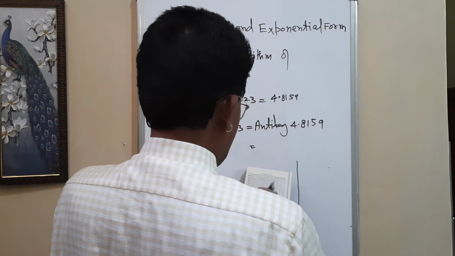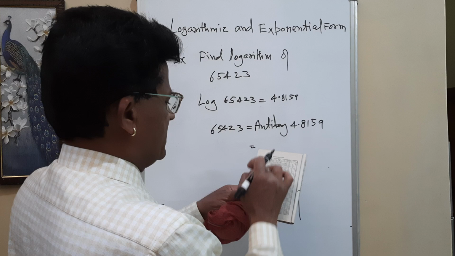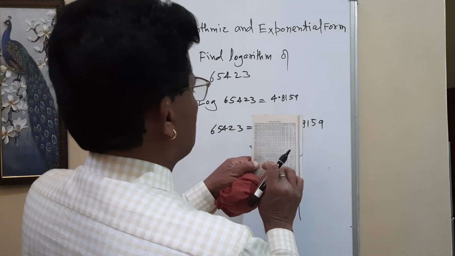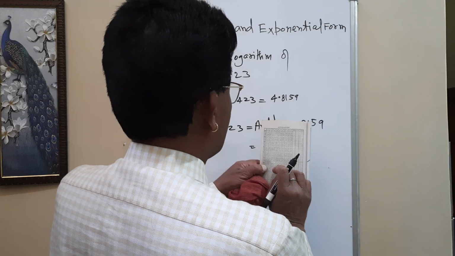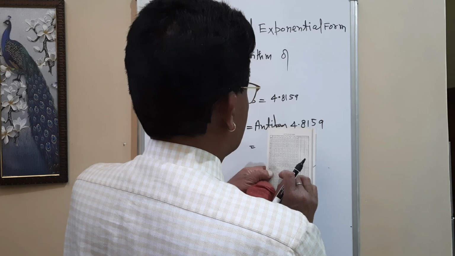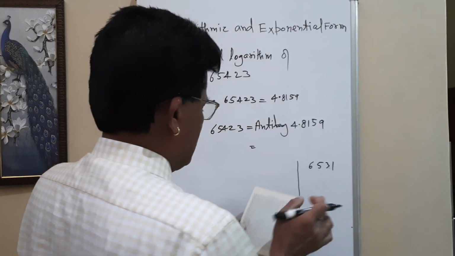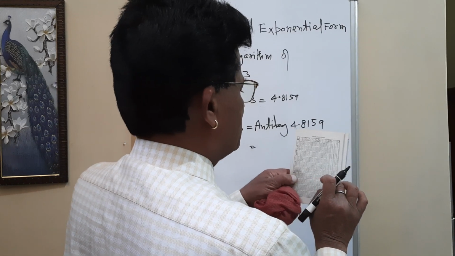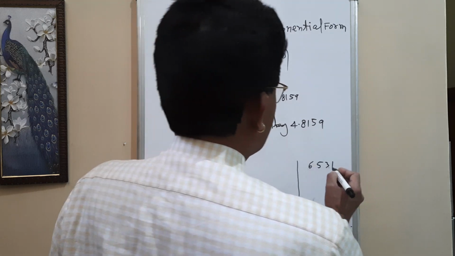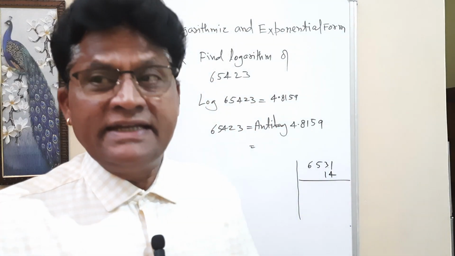0.81 at 5. This vertical column you will have to see and horizontal column you will see. In the vertical column of the antilog table you will see 0.81 is given. But at 5, the fifth column you will see, that is 6531. Difference at 9: in the same horizontal line you will see the difference. That is 14.